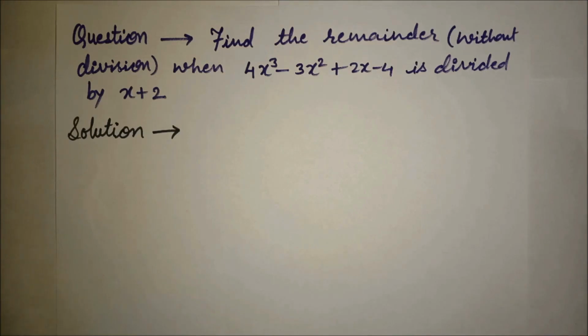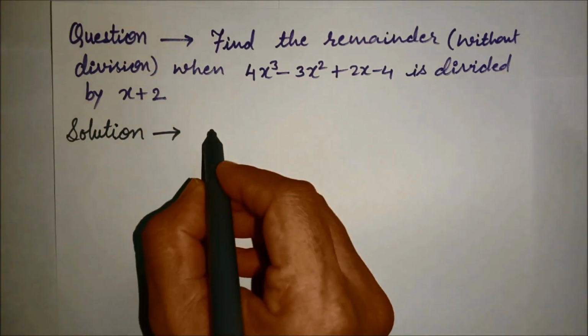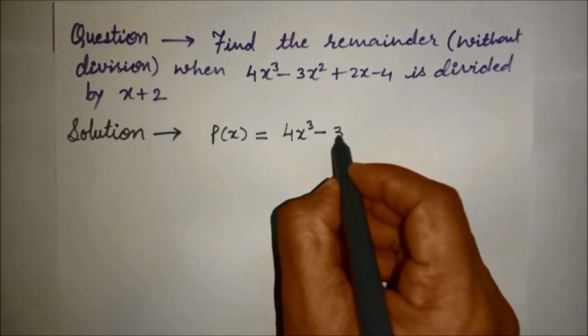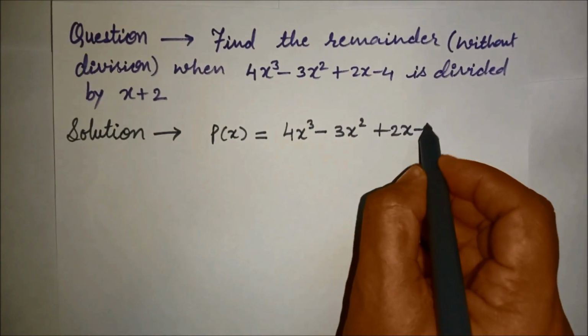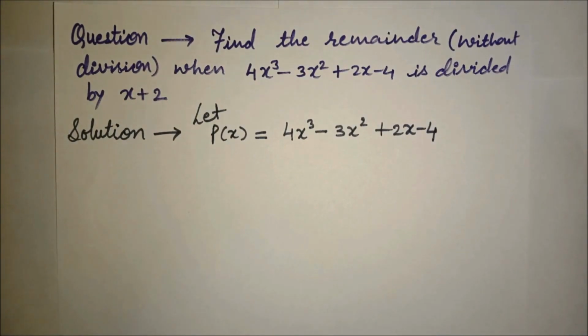Our first question is: find the remainder without division when 4x cube minus 3x square plus 2x minus 4 is divided by x plus 2. First we write the name of the polynomial, p(x). Let p(x) is equal to 4x cube minus 3x square plus 2x minus 4. Now this polynomial we have to divide by x plus 2.